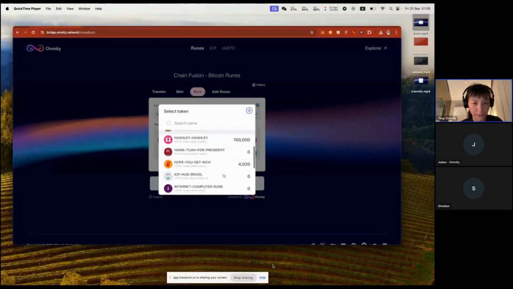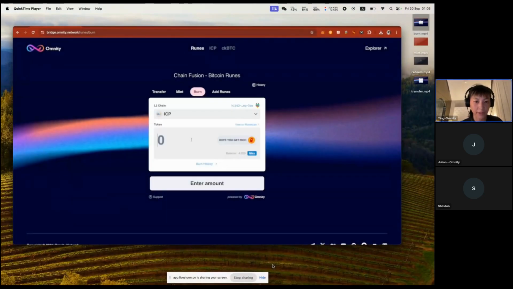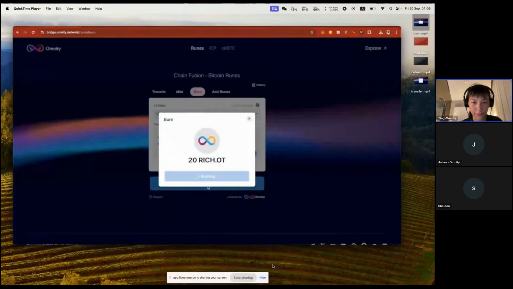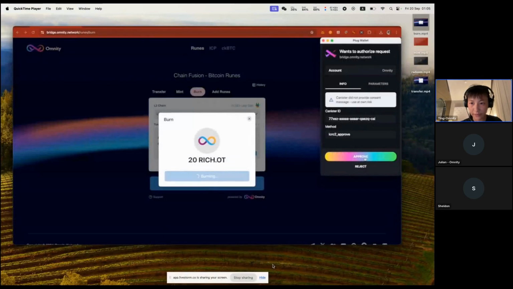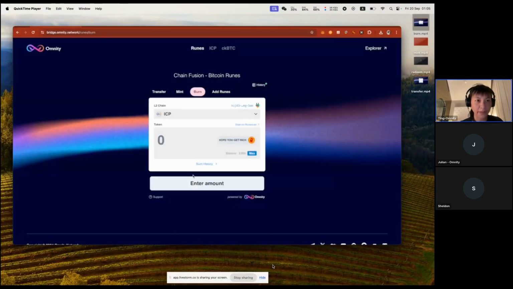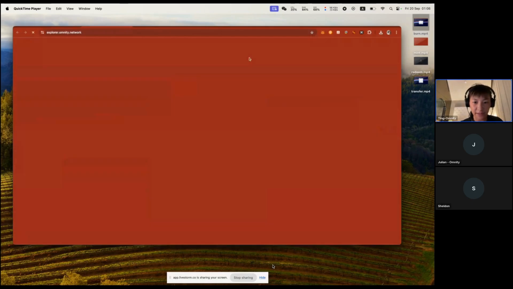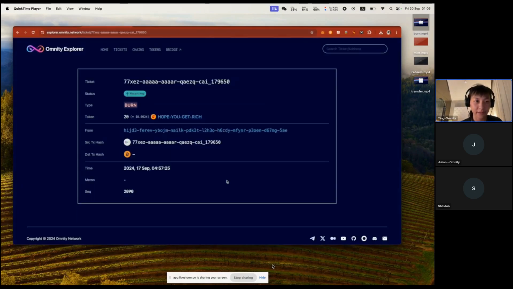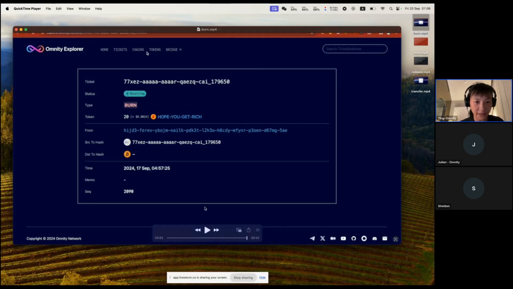Burning. Choose your Rune token. Put on the amount. Confirm. Approve for the interaction with the canister. Approve with the ICRC canister action. Yeah. So when it's done, you will see the ticket generated again here on the Explorer. And after waiting for a while, I think I forgot to put on the updated ticket recording here. But yeah, you got the idea.